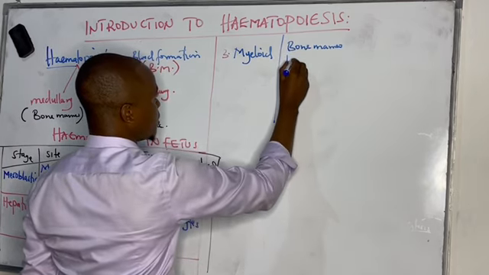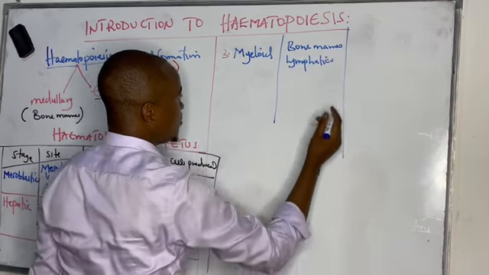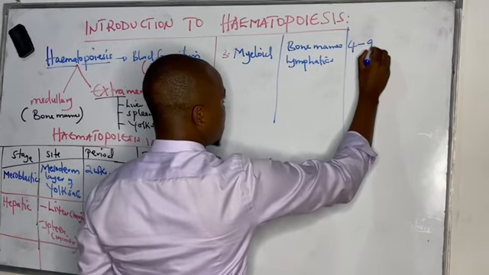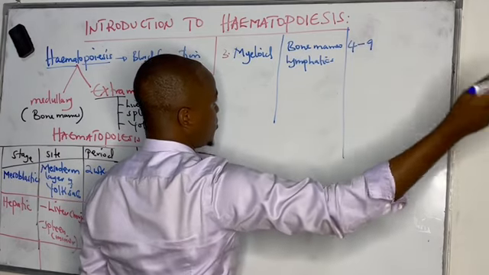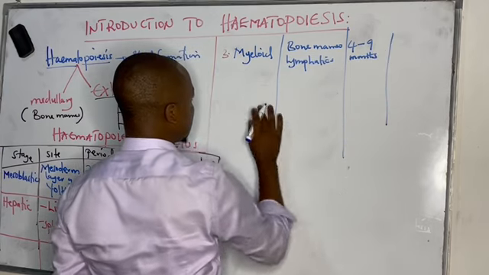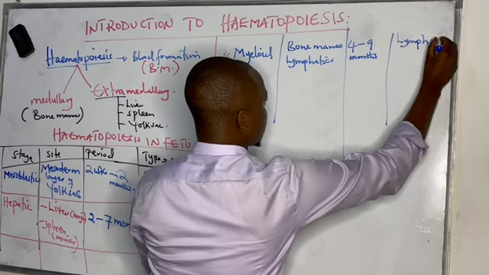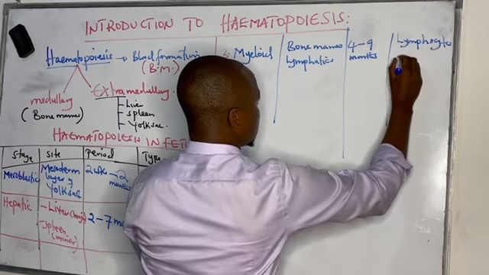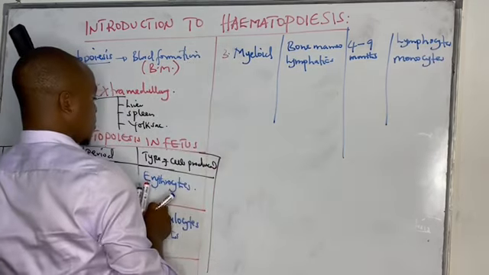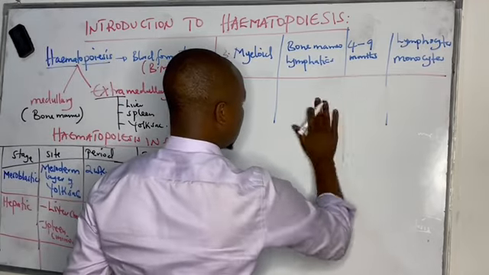And to a smaller extent, the lymphatics. And the period is from 4 up to birth. That is from 4 to 9 months and onwards after birth. And the major cells being produced in this stage are the lymphocytes and monocytes. So these are the major cells being produced during myeloid stage.